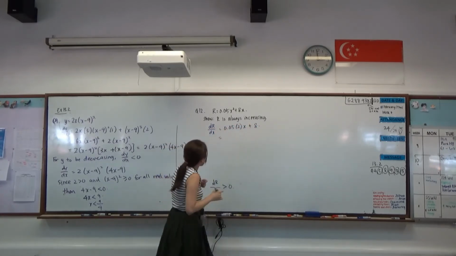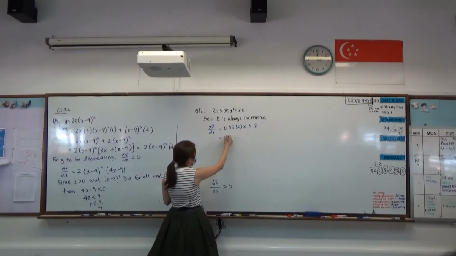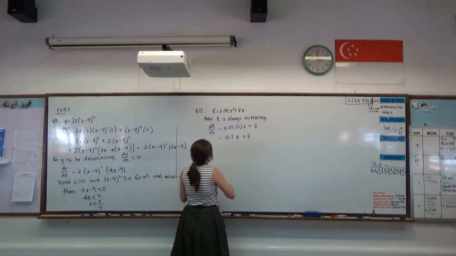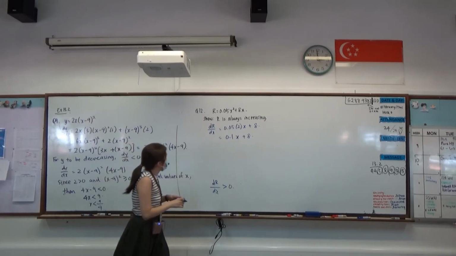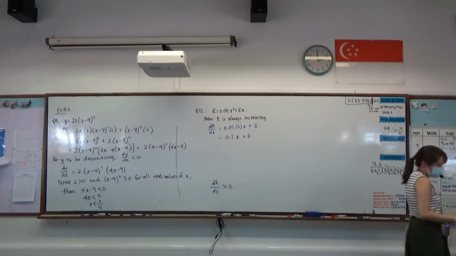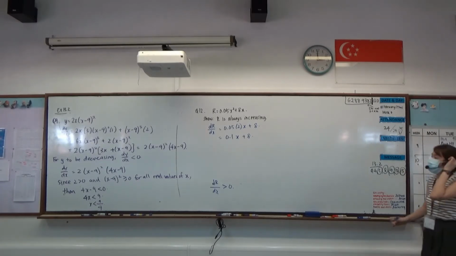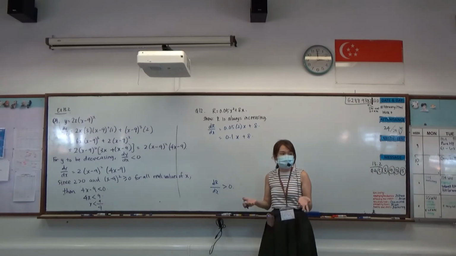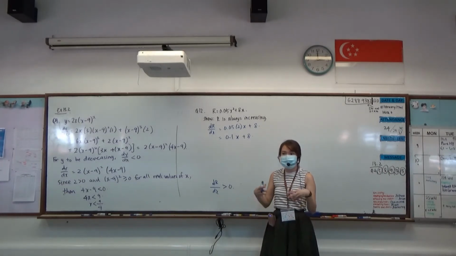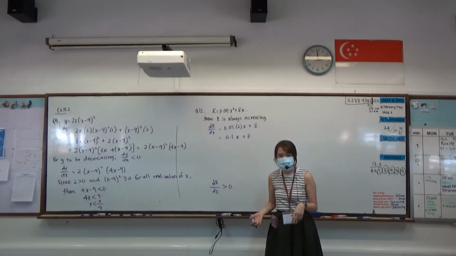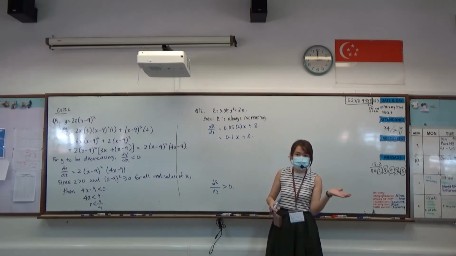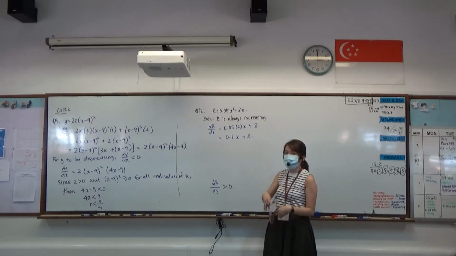In this case, 0.05 times 2 is 0.1. Okay, so 0.1x plus 8. In this case, what is x again? x is the number of textbooks sold, as defined in the question. Number of textbooks, can it be negative? No, right? So the number of textbooks can only be positive.